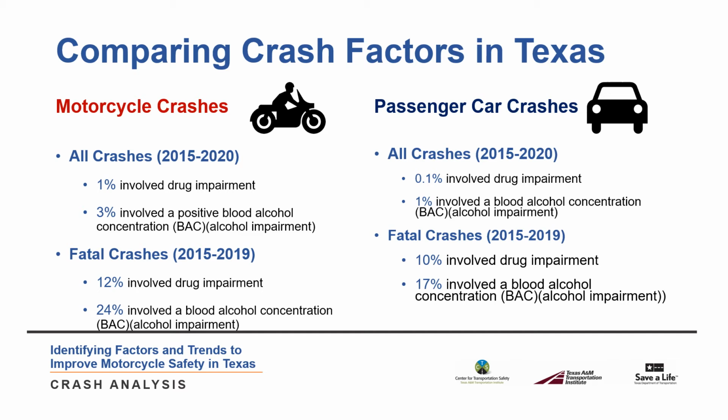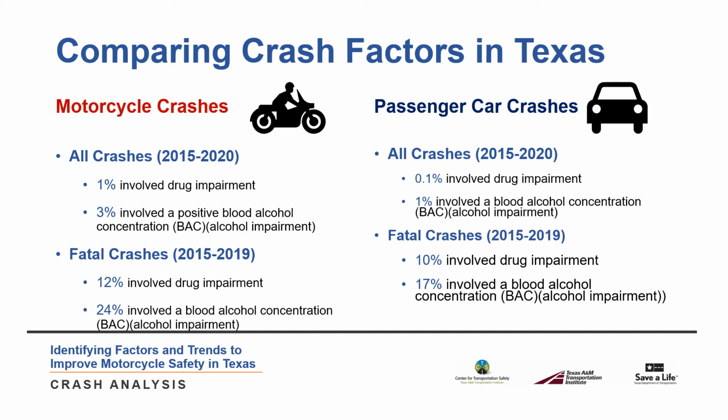However, the percentage increases greatly for our fatal crashes, with the percentages being higher for our motorcycle crashes compared to passenger car crashes. For example, 12% of our fatal motorcycle crashes involved drug impairment and 24% involved a positive BAC. In comparison, our fatal passenger car crashes only involved 10% drug impairment and 17% positive BAC or alcohol impairment.